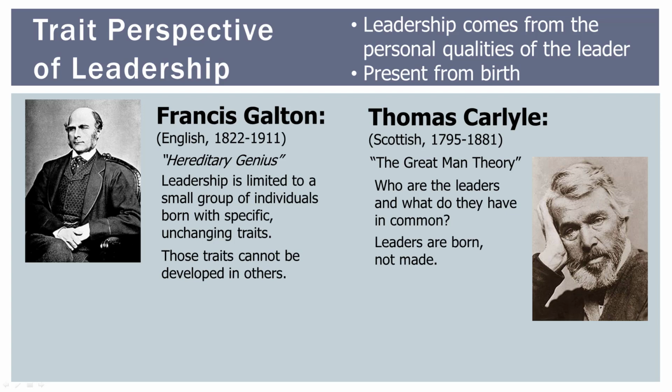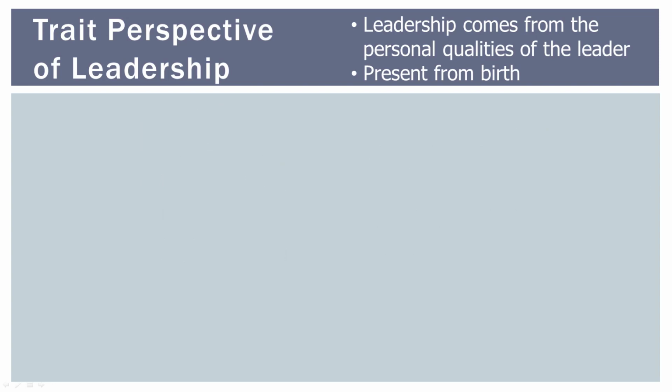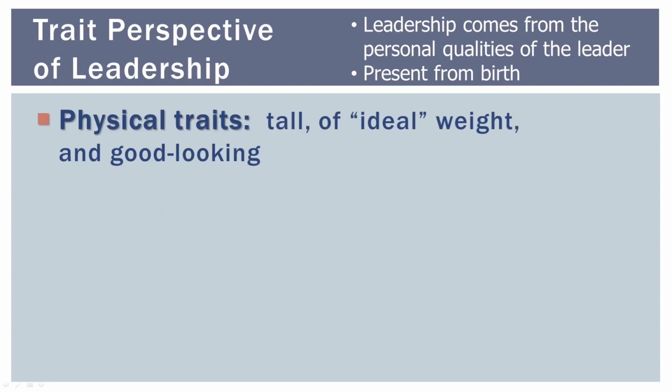What traits? Well, think back to the 1800s when these men were around, and you can probably come up with them. Physical traits. Leaders at that time tended to be tall, of ideal weight, and attractive, or at least not unattractive. You'll probably notice that male is not on the list. Not a surprise considering that it was the Victorian era when women didn't even have the right to vote, so it was likely assumed and not worthy of listing.